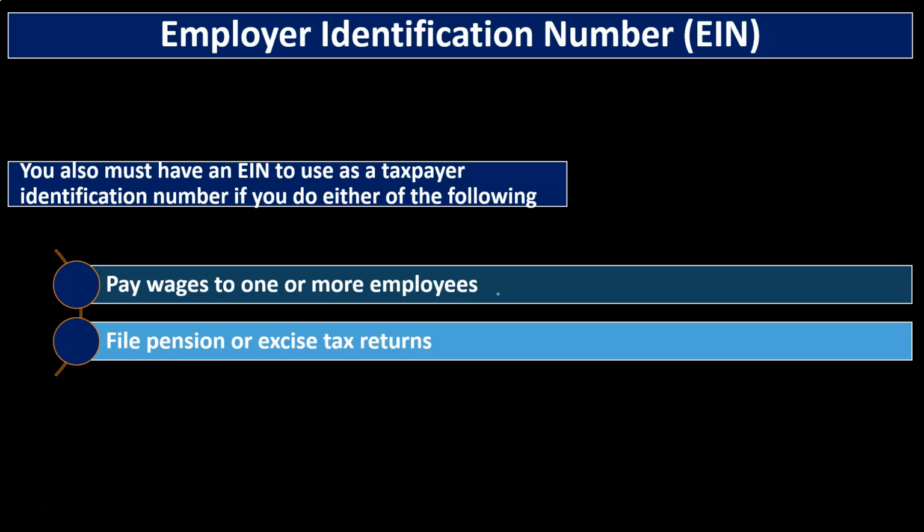And then if you don't have employees or file excise tax returns, you may not be required to have one even if you have a Schedule C business, but you may want to have the EIN so that you have a separate identification number for the business, separate from your social security number, in the event that you need to give it to someone in the course of business so that you don't have to give your social security number.